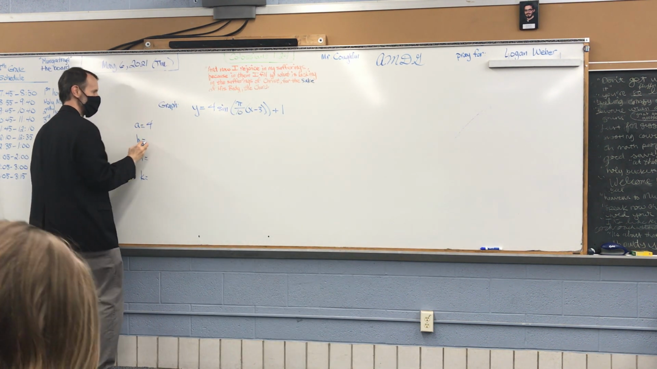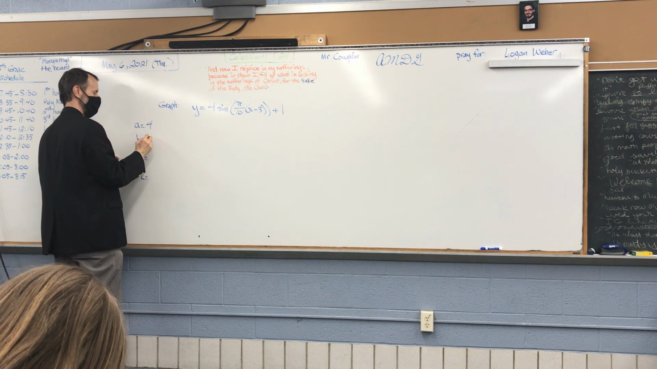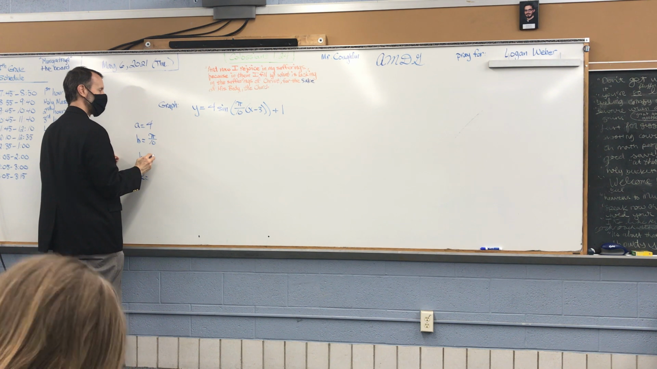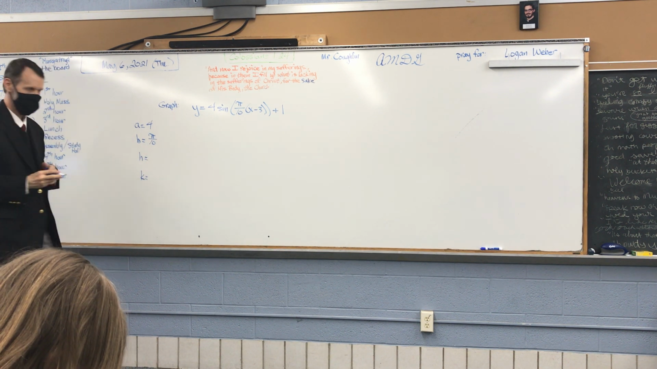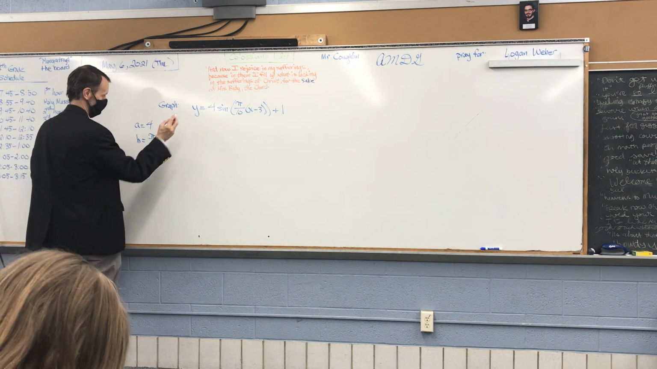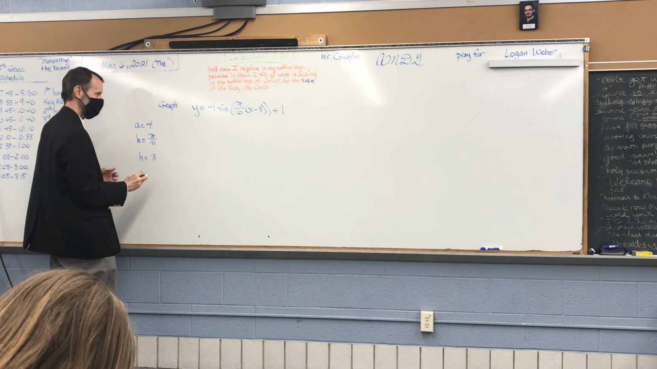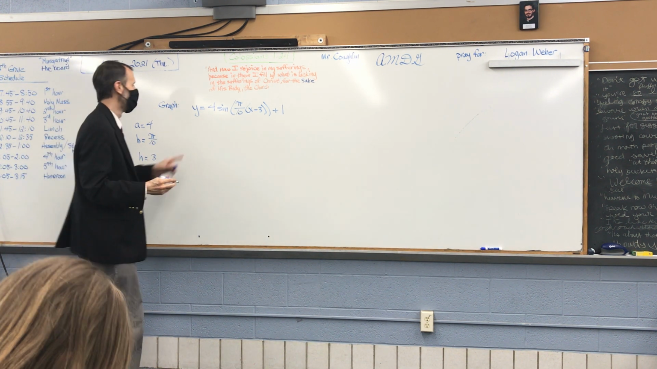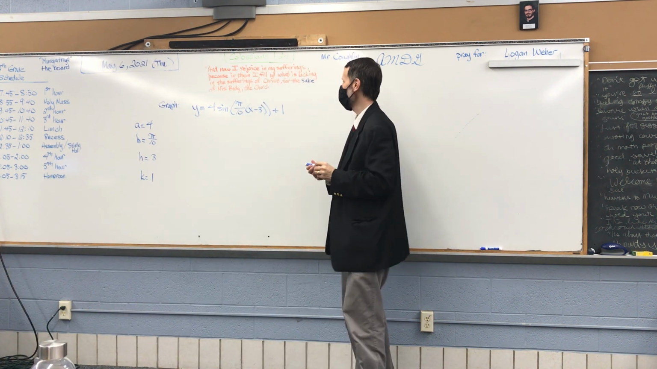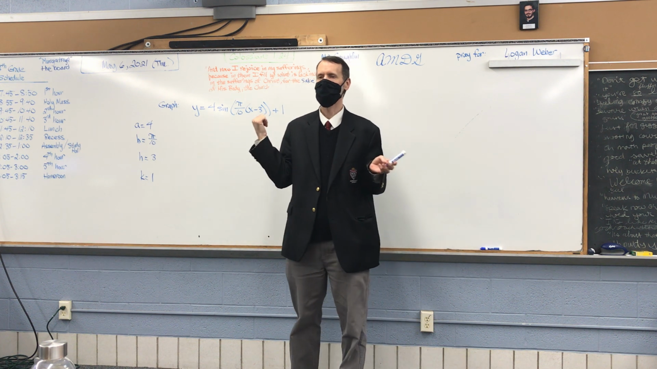A is 4. B is pi over 10. H is 3. It is 3 because subtraction is built in. And then K is 1. Correct. A, B, H, K. The minus sign is built in. It's kind of like point slope form in that respect.